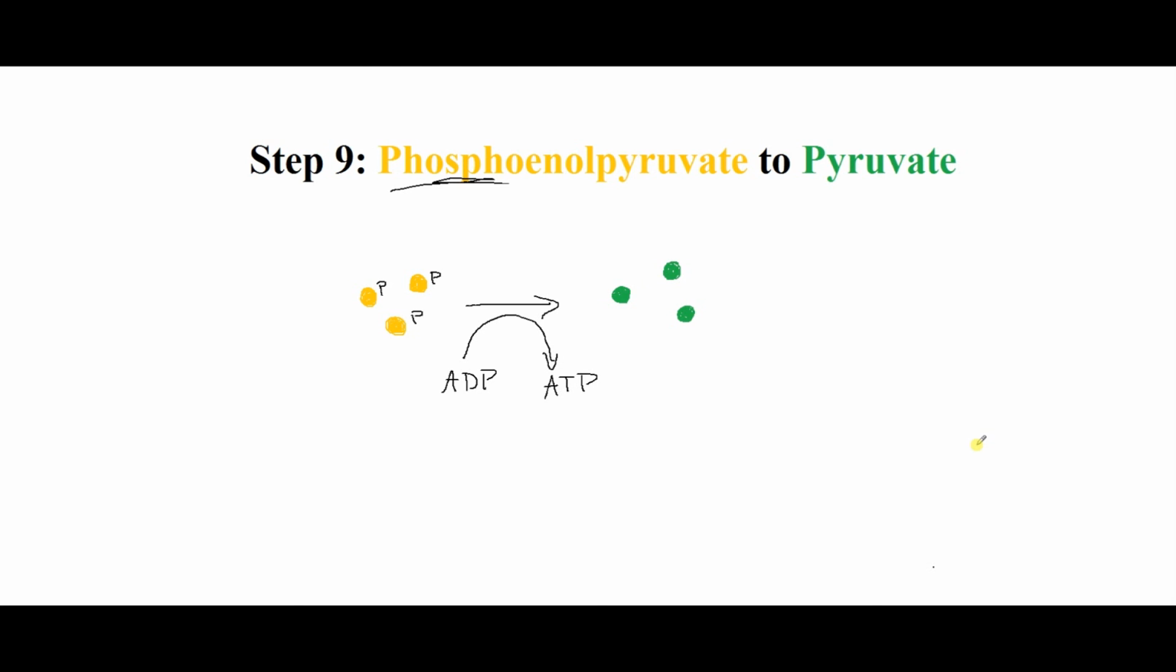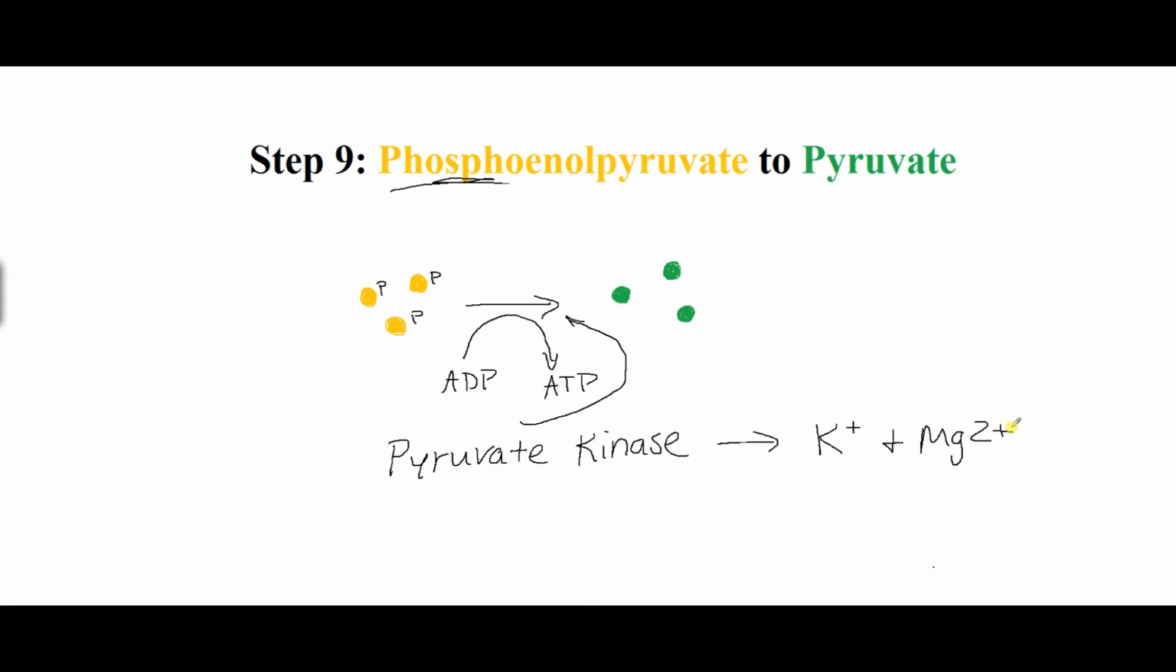Now, as far as the actual enzyme is concerned, we're talking about an enzyme called pyruvate kinase, which acts on the reaction, and for this pyruvate kinase to actually be functional, we need to attach a potassium and a magnesium to it. So you would need potassium and magnesium for pyruvate kinase to function, so those two would need to attach.